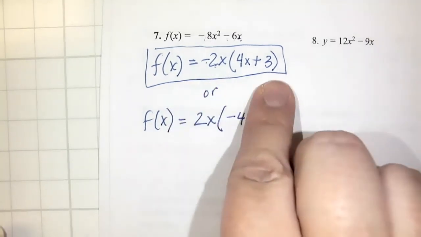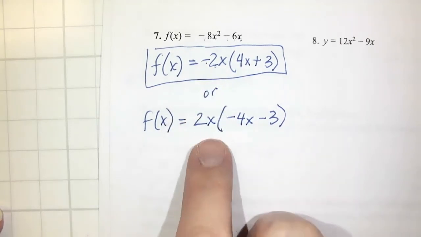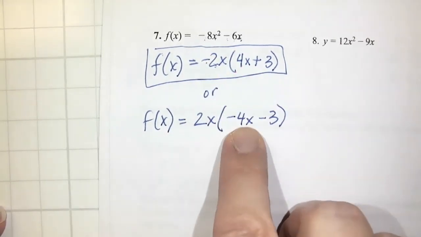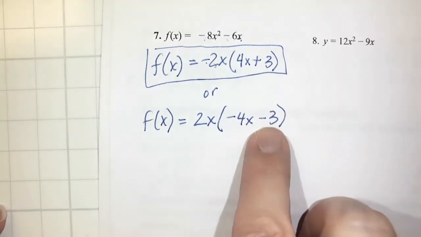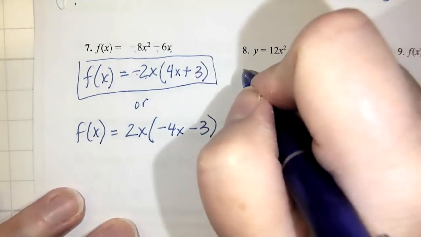So if I give this answer and you have this one, you can look and see, are these opposites? Is 2x the opposite of negative 2x? Yes. Is 4x the opposite of negative 4x? Yes. Is plus 3 the opposite of minus 3? Yes. Number 8, y equals.